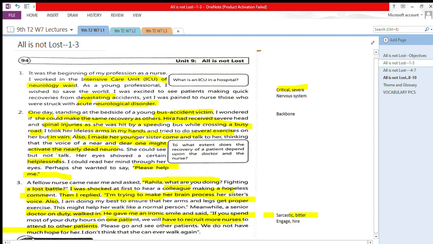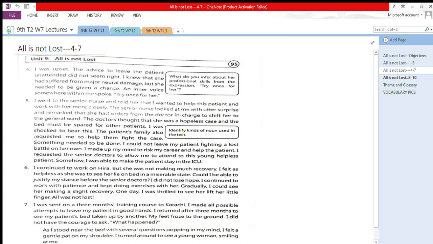Actually, he didn't mean it. He was telling her that she was wasting her time. We do not have much hope for her. Now see, not only the fellow nurse, but the doctor also, who was a senior doctor, was telling her that she was spending her time on a hopeless case. She was very upset to leave the patient unattended.